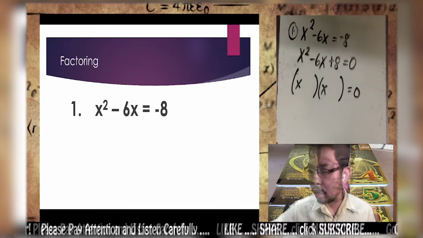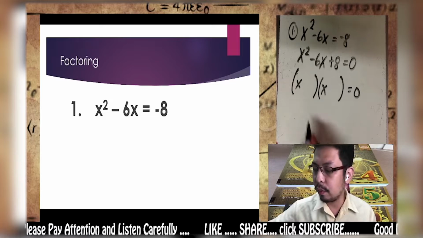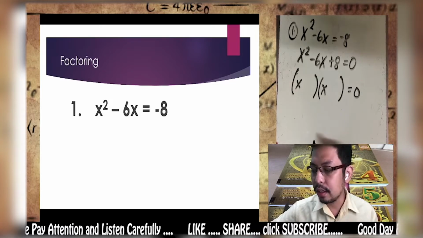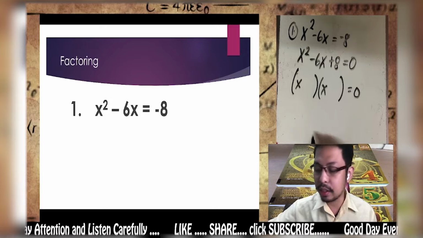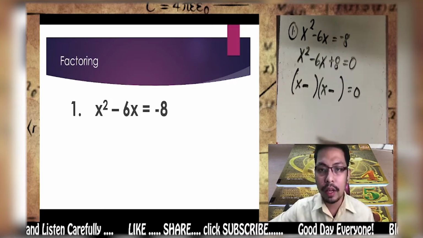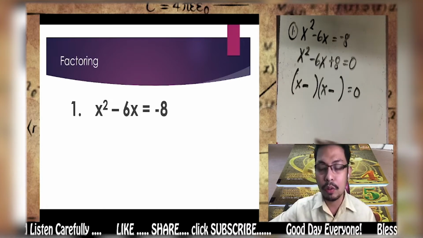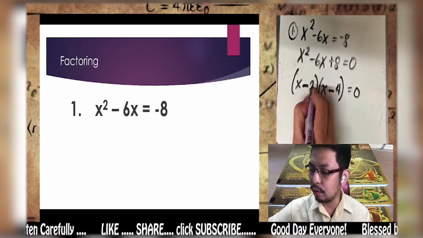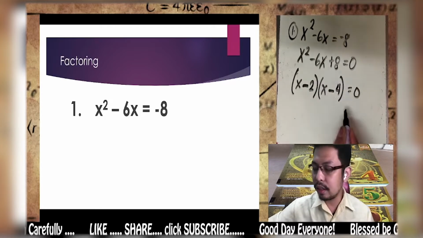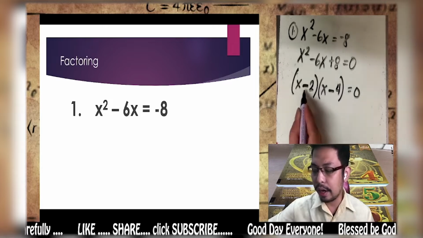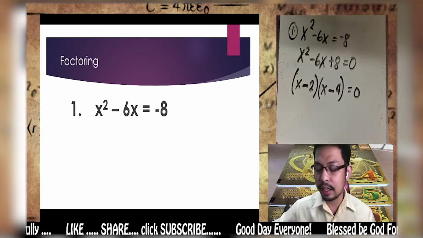Look at the constant term. The constant term is positive, therefore we have the same sign. And then the linear term is negative, so the same sign is negative. The factors of 8 are 4 times 2. So we have 4 and 2, so that if we add negative 4 and negative 2, that will give us negative 6.